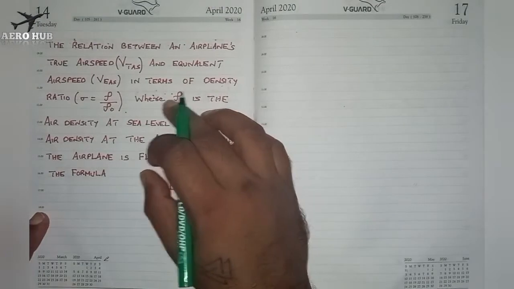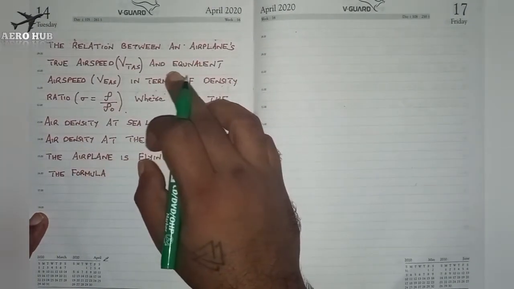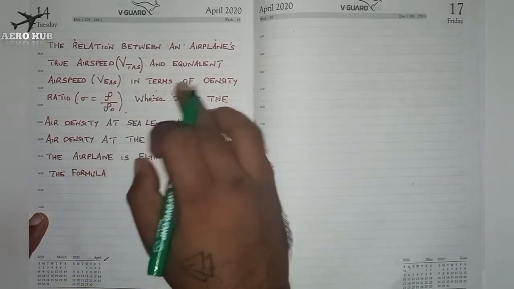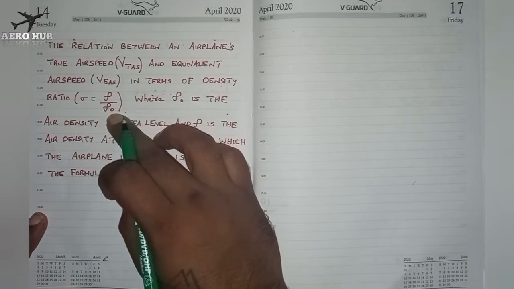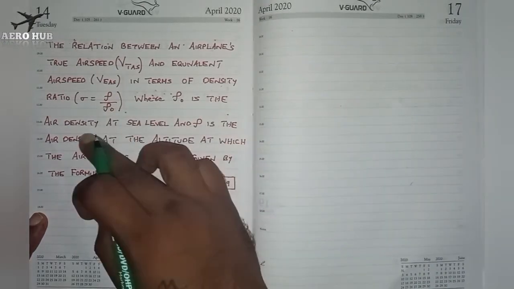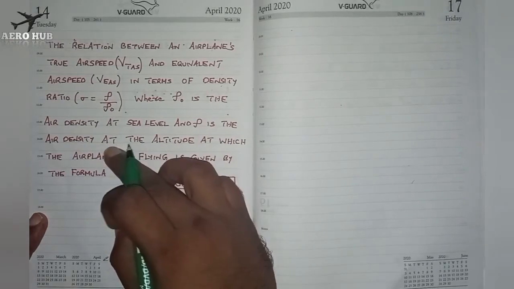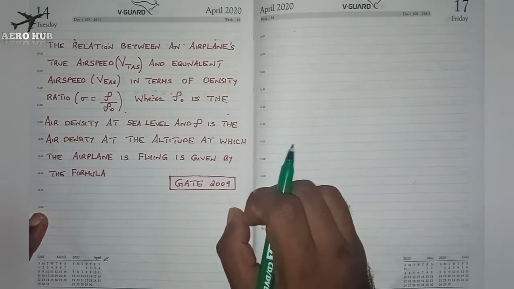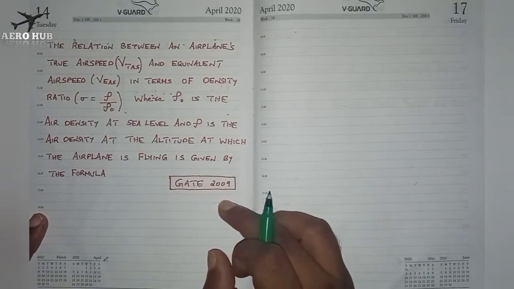We will start the problem. The relation between an airplane's true airspeed and equivalent airspeed in terms of density ratio sigma, that is sigma is equal to rho by rho naught, where rho naught is nothing but the air density at sea level and rho is the air density at the corresponding altitude. This question was asked in GATE 2009.